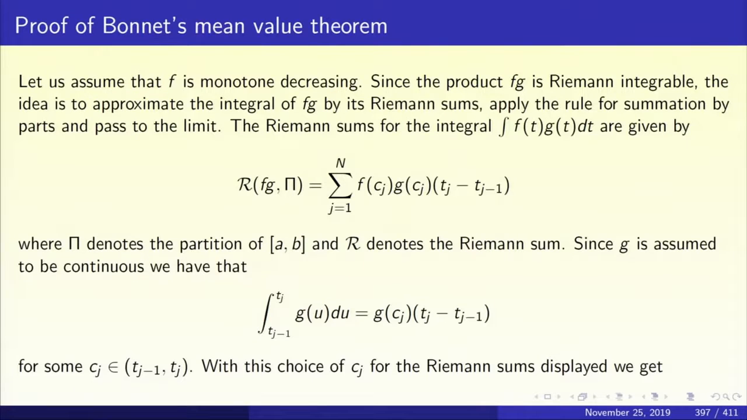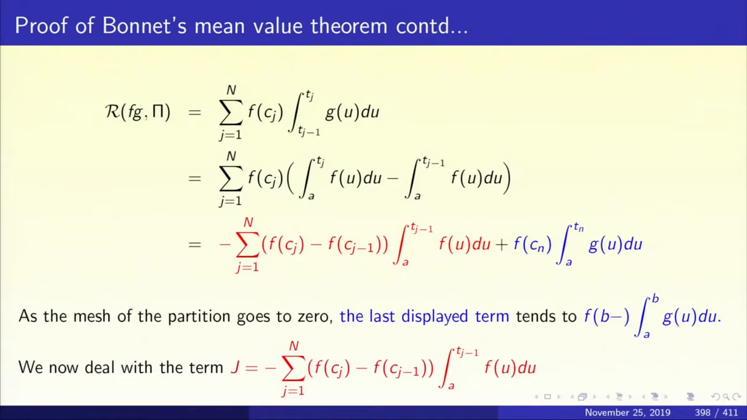Now, we will apply the method of summation by parts to this Riemann sum, but first we must explain how to choose c_j. As explained in the last lecture, c_j is chosen to be that point in the interval [t_{j−1}, t_j] such that the integral from t_{j−1} to t_j of g(u) du equals g(c_j) times (t_j − t_{j−1}). So, this is the setup. Now, we will apply the rule for summation by parts.